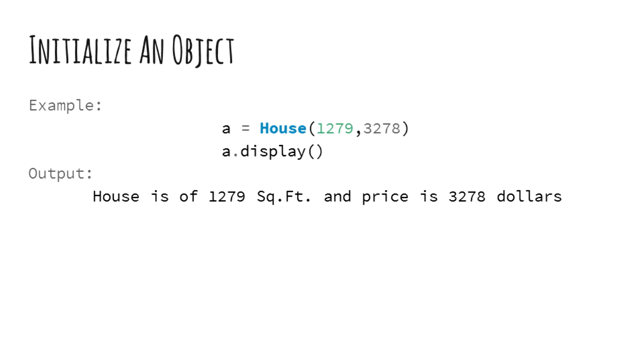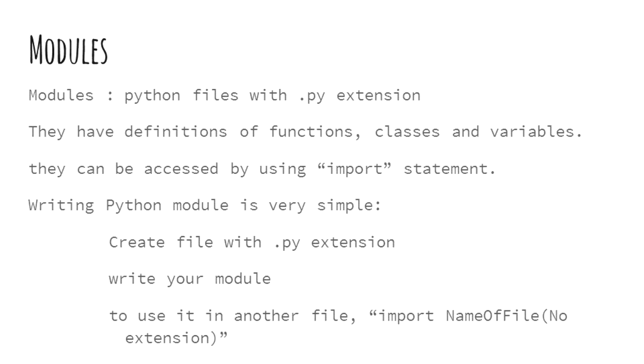Now, to initialize your object of class House, all you need to do is as depicted here in the slide. You can call methods and access attributes of the object by using the dot notation, like object.method.